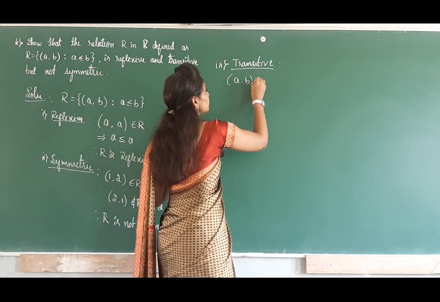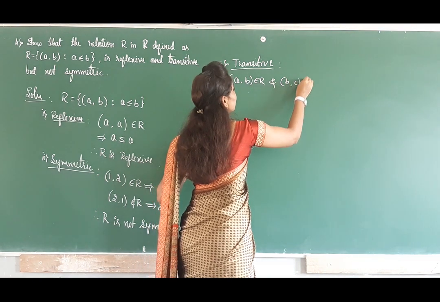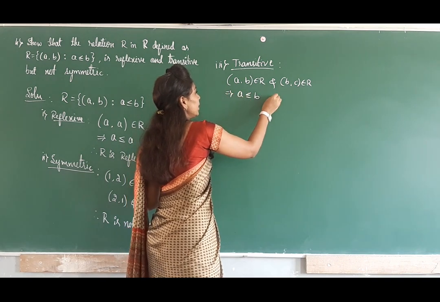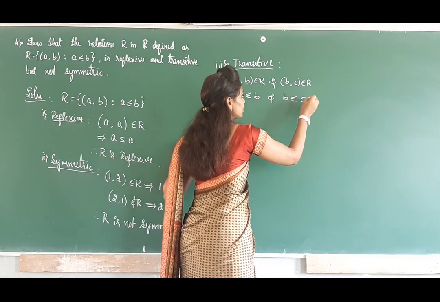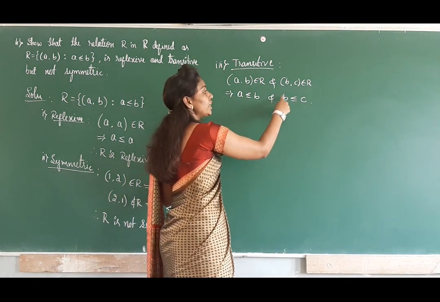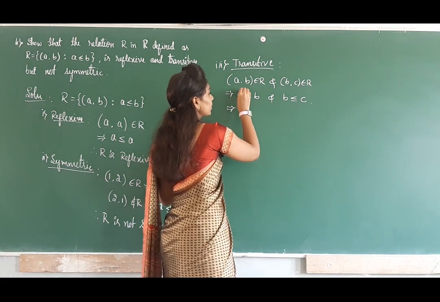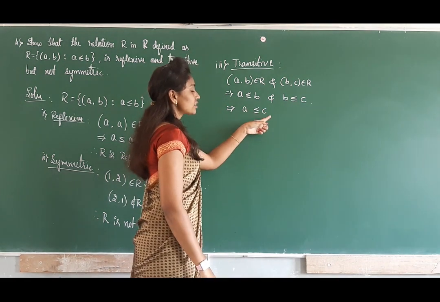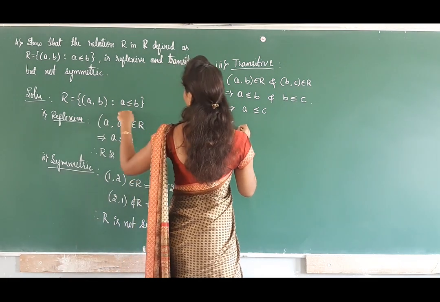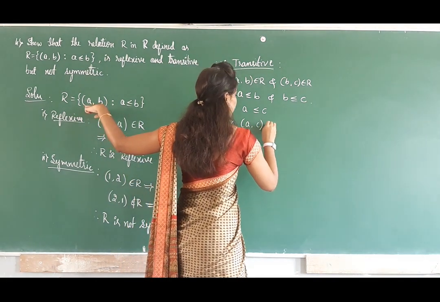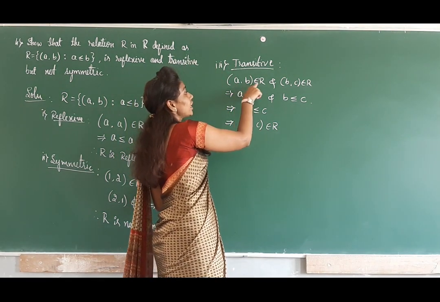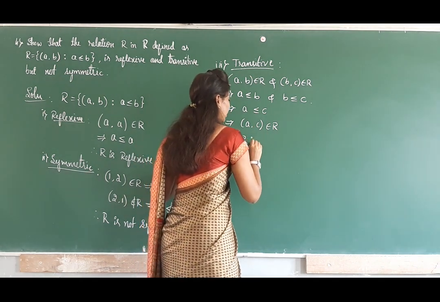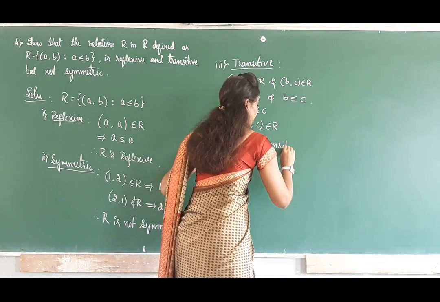Ordered pair (A, B) belongs to R and ordered pair (B, C) belongs to R. See here, (A, B) belongs to R means A is less than or equal to B, and (B, C) belongs to R means B is less than or equal to C. A is less than or equal to B and B is less than or equal to C. Obviously, A is less than or equal to C. So what does the condition become? The ordered pair (A, C) belongs to R. First we take (A, B) belongs to R and (B, C) belongs to R, then we get (A, C) belongs to R. Therefore, R is transitive.